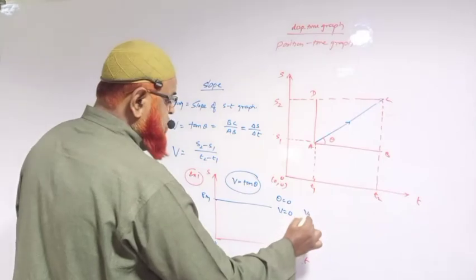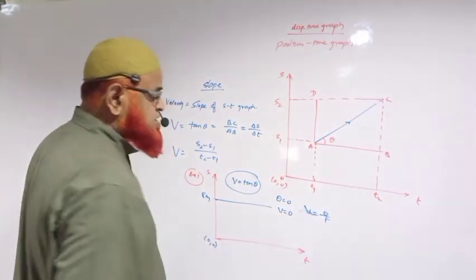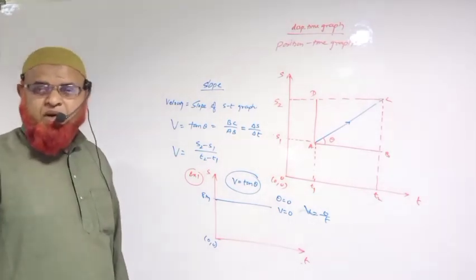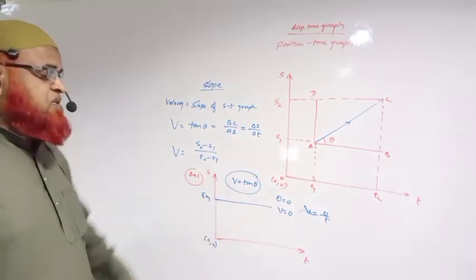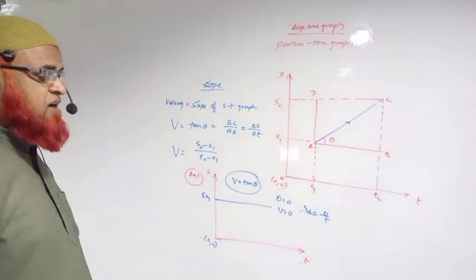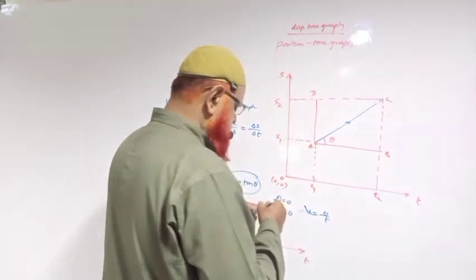And V is 0 because it is displacement by time. 0 by something is 0 only. Displacement is 0, velocity is 0. Okay? So if you observe tan theta, then you can judge the graph very easily. I will give one more example of graphs here.